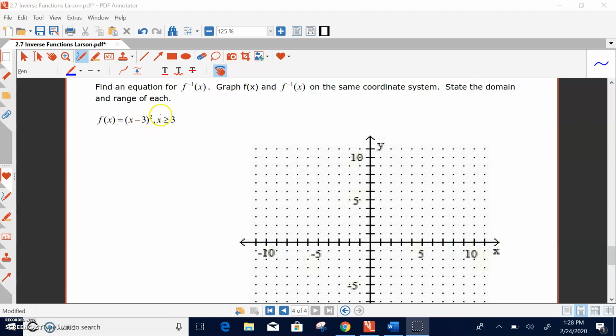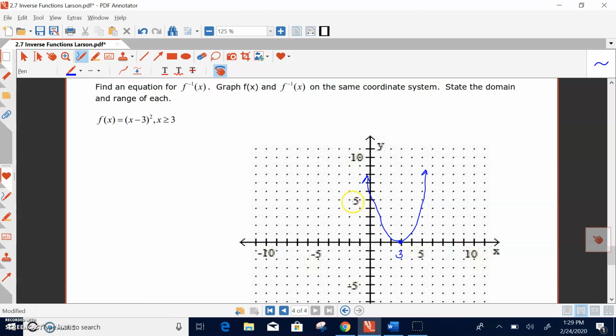We know that the square means we have a parabola. That minus 3 means it's been shifted to the right 3. So 1, 2, 3, it's right there. It's being shifted to the right 3, so it would be my parabola that looks like this. Something like that.